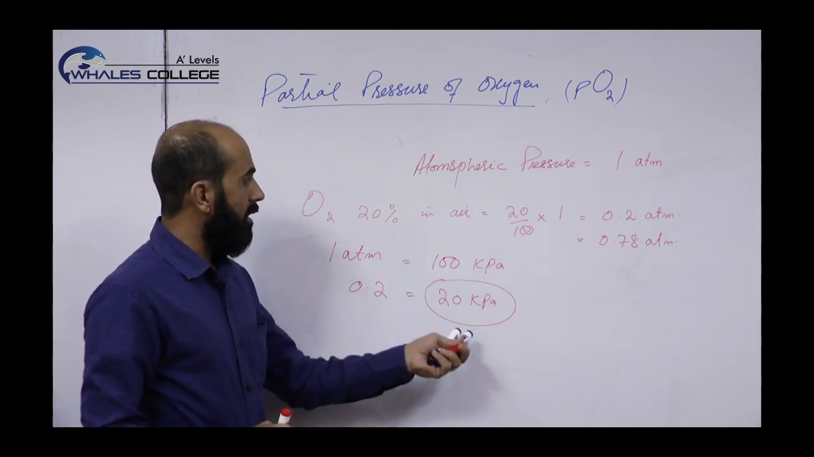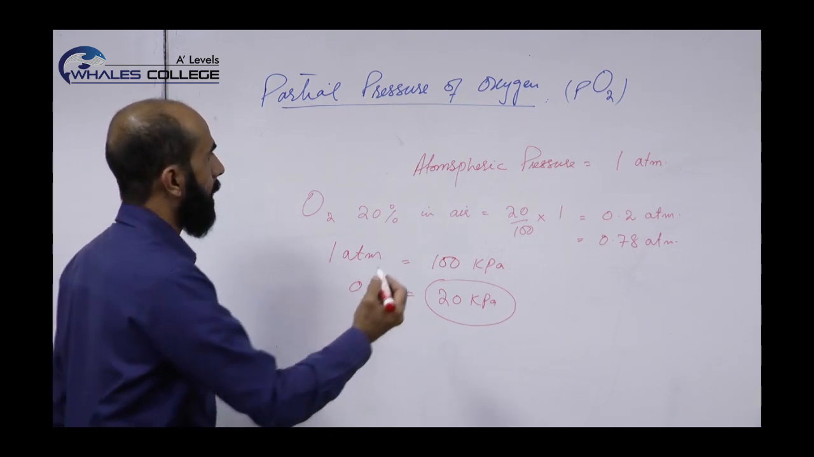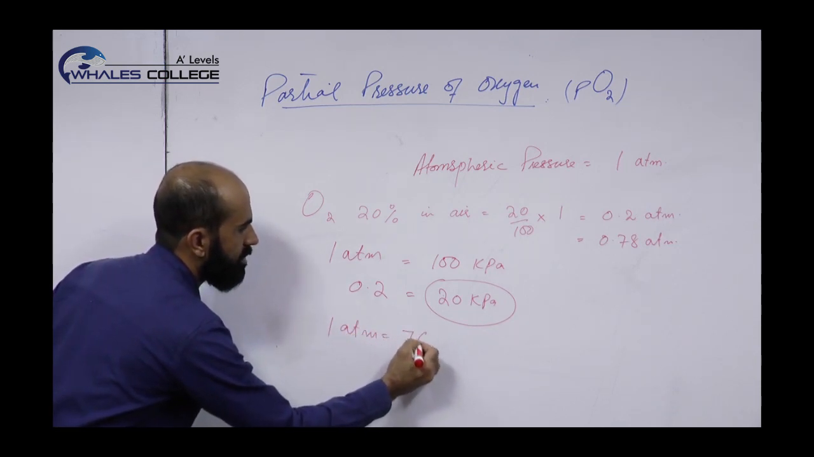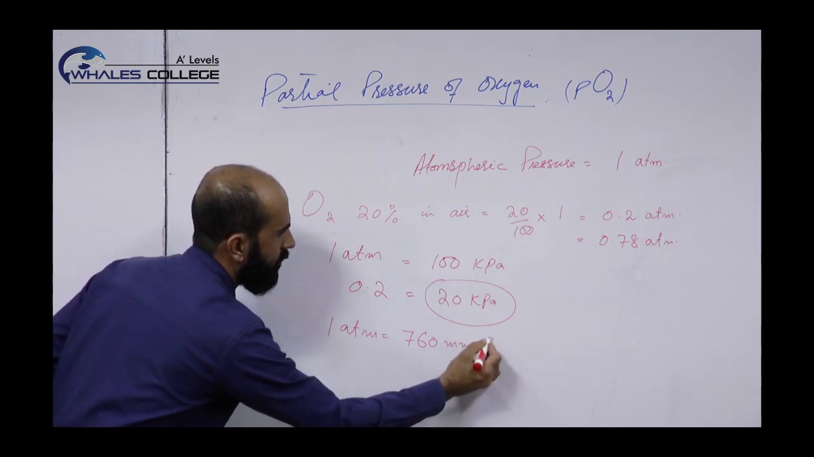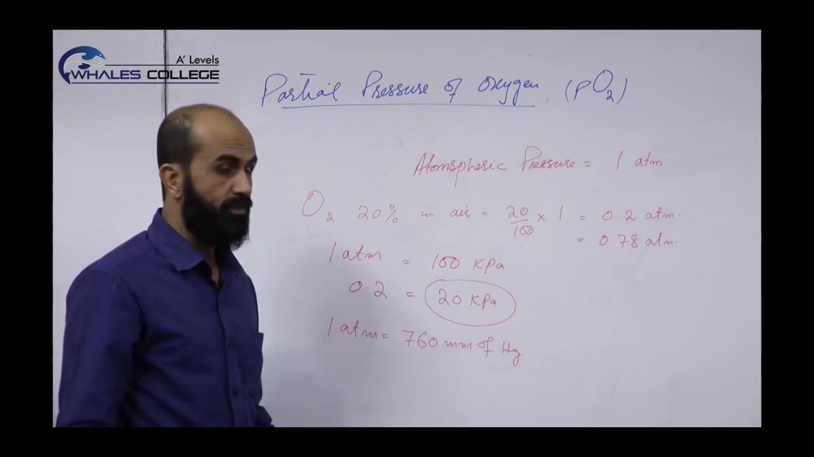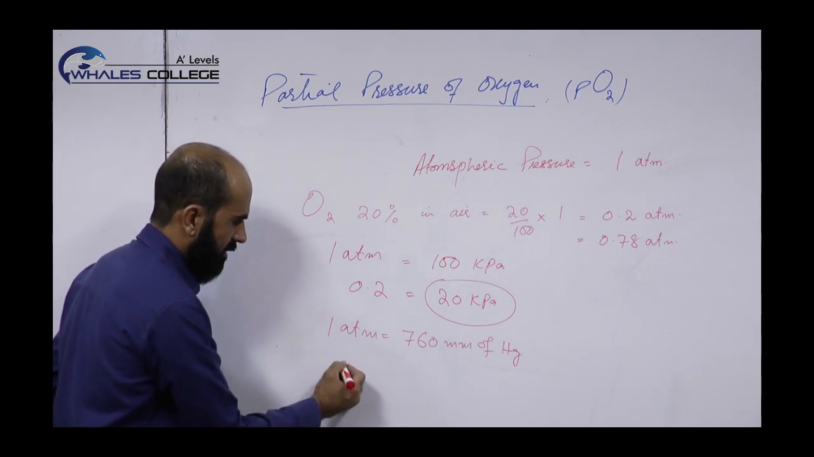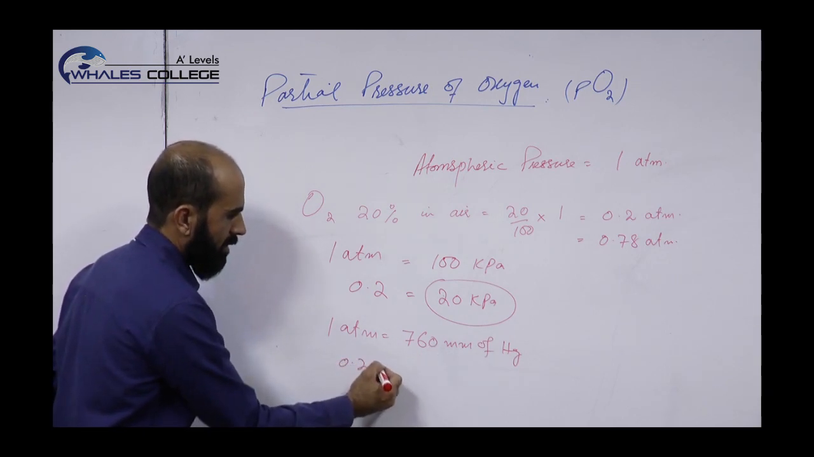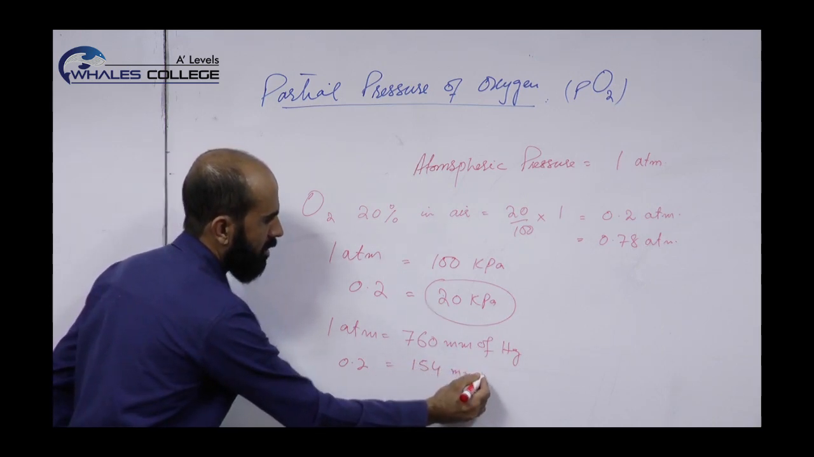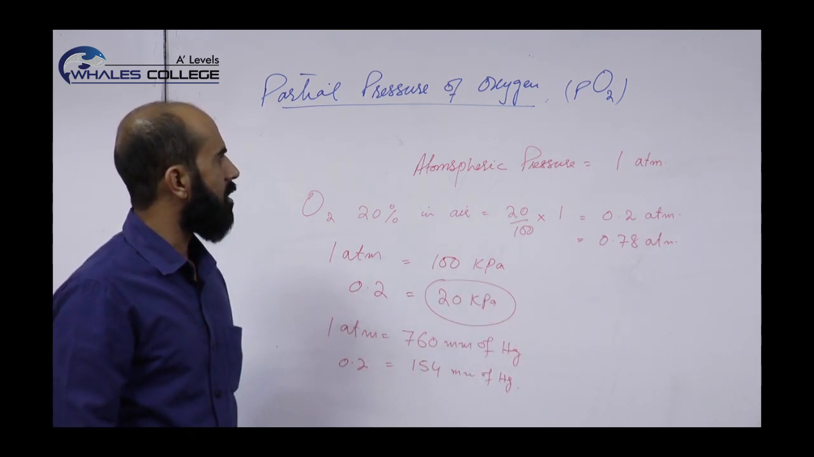right? We also calculate atmospheric pressure into millimeter. You also know that 1 atm is always equal to 760 millimeter of Hg. We used barometer to calculate the pressure of air. So in this case, if 1 atm is 760, then 0.2, which is the oxygen, should be equal to 154 something millimeter of Hg. So these are the 3 different calculations of partial pressure of oxygen.